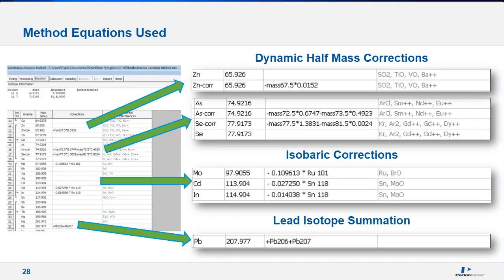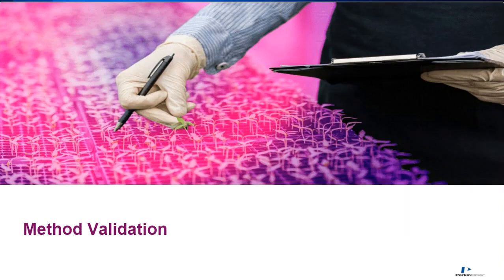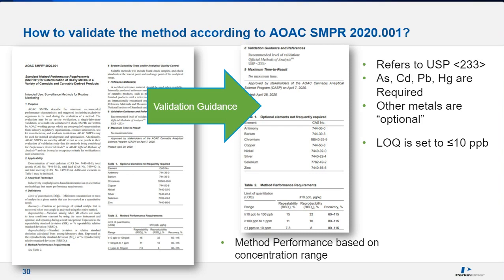Okay, now I'll review how one would go about validating this method and show you some example summary data. So for those of you familiar with AOAC, AOAC has published SMPR 2020.001. This is a standard method performance requirements for the determination of heavy metals in a variety of cannabis and cannabis-derived products. In here, they have validation guidance in the document.